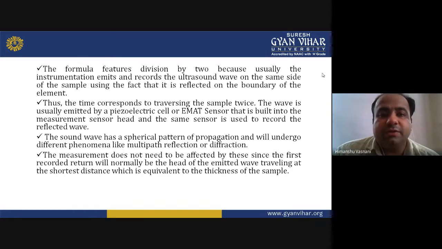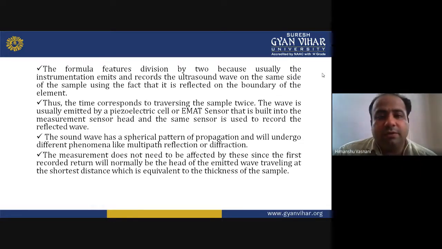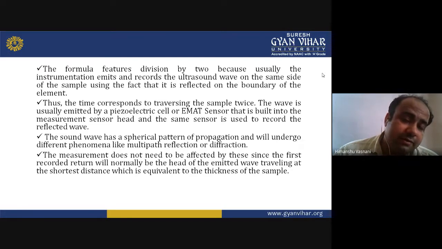The formula features division by 2 because usually the instrumentation emits and records the ultrasound wave on the same side of the sample, using the fact that it is reflected on the boundary of the element. So the time corresponds to traversing the sample twice. The wave is usually emitted by a piezoelectric cell or EMAT sensor that is built into the measurement sensor.